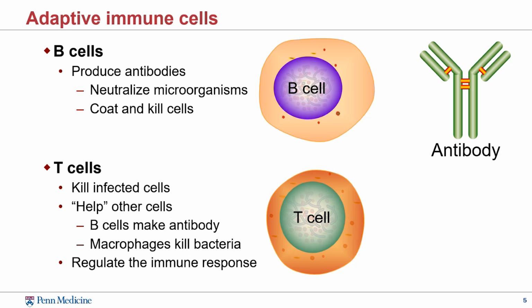The other big type of cells for adaptive immune response are the T cells. Some of them are called killer cells, and they can actually kill an infected cell, right? So if a T cell recognizes that a cell is infected with COVID, for example, then it can kill that infected cell. T cells can also help other cells. For example, they can help B cells make antibodies, or they can help macrophages kill bacteria that macrophages have engulfed. And then lastly, T cells can also regulate the immune response. There are T cells known as regulatory T cells that actually suppress immune responses.